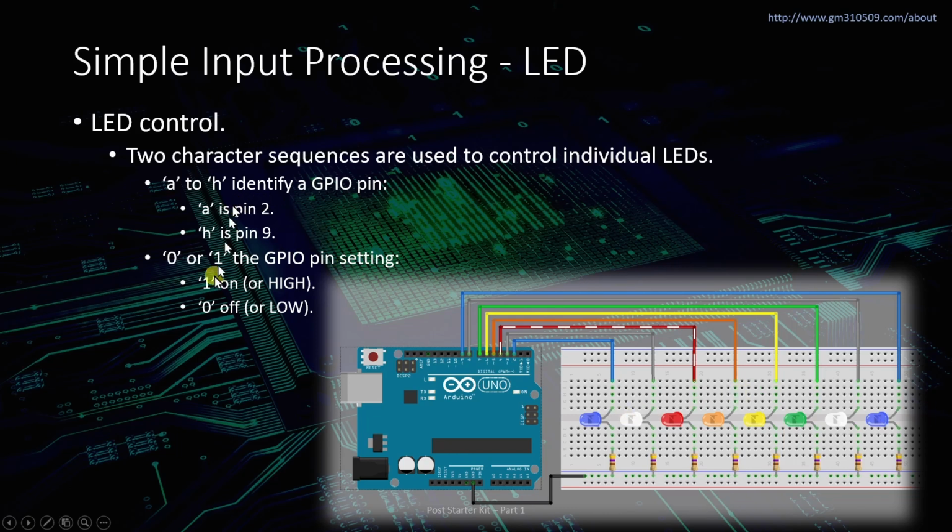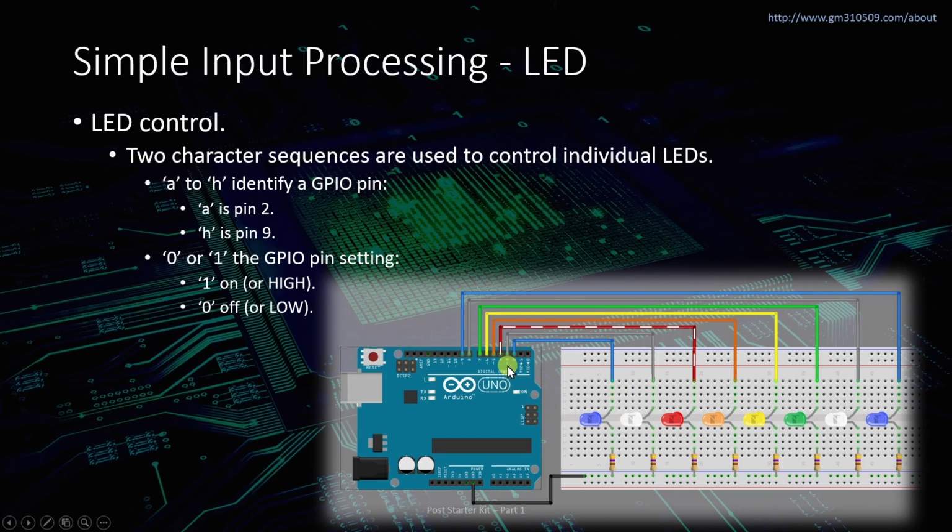And so the 2-character command is going to be a letter, which identifies the GPIO pin. So A would be pin 2, B would be pin 3, C would be pin 4, and so on. And then a 0 or 1 will set the GPIO setting. So if I said A1, then that would turn this first LED on.